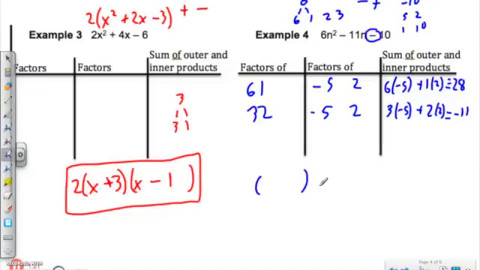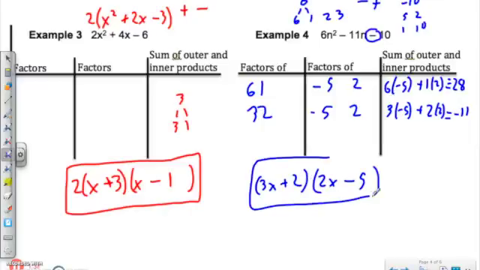So I'm going to go ahead and put my parentheses down. I have a 3x and I have a 2x. I multiply the 3 times negative 5, so the negative 5 has to go in the opposite set of parentheses. And my positive 2 is going to go in my first set of parentheses. And I have this factored out.